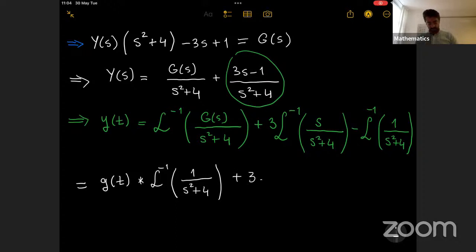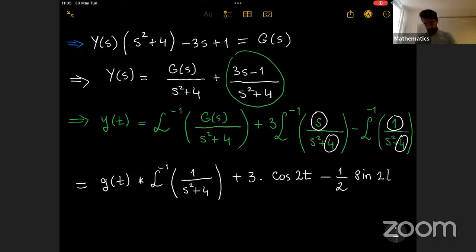Next, 3 times the inverse Laplace of this, it's like cosine, right? Well, remember cosine. Here, this is 2 square, okay? 2 square, so it's going to be cosine 2t. When you have s here, it's cosine. When you have a number above, you have sine. Minus, now you have a number here, that means it's the Laplace transform of sine function, sine 2t, but there is no 2 here, it's 1, so you will divide by 2. Sine 2t, okay, that's it.